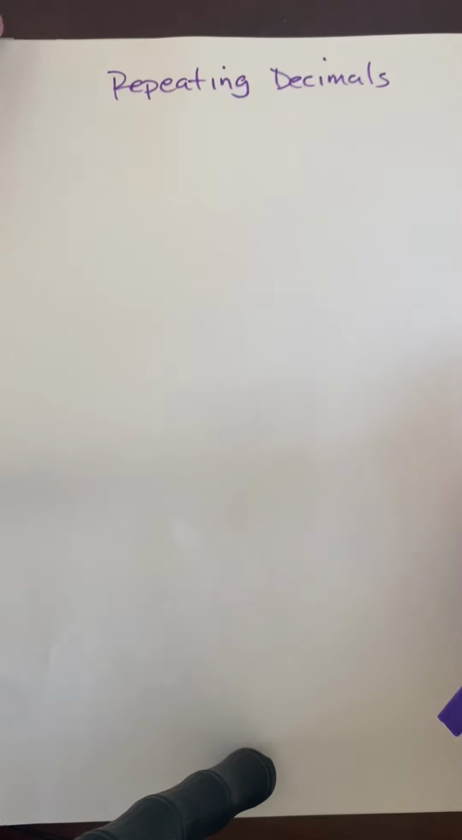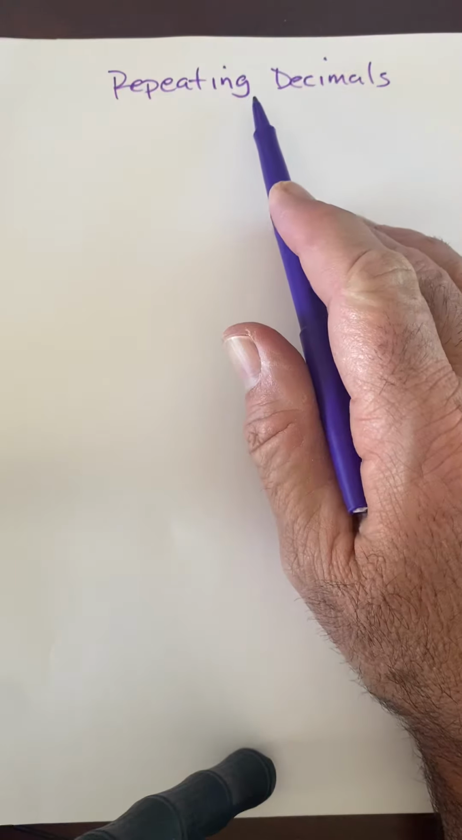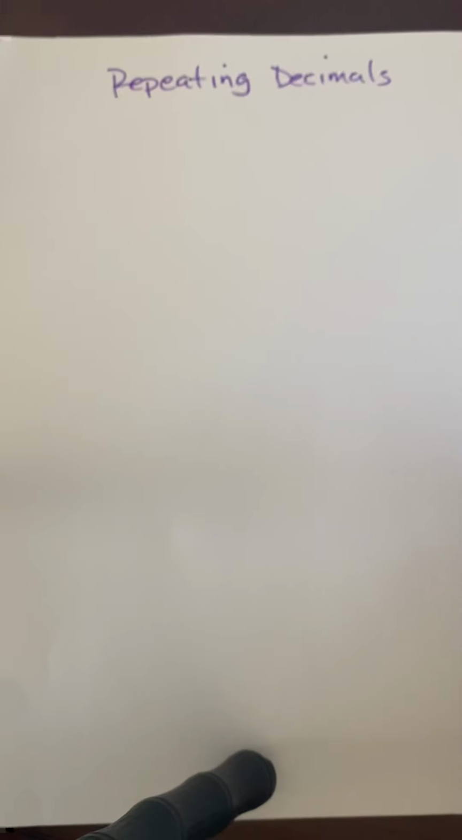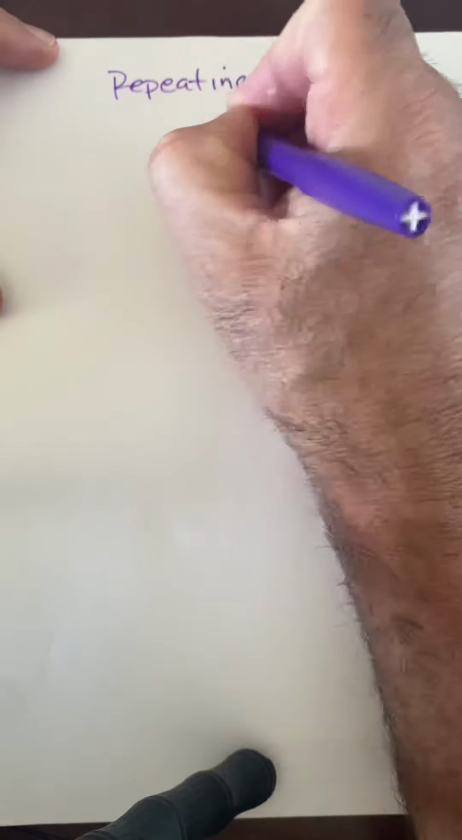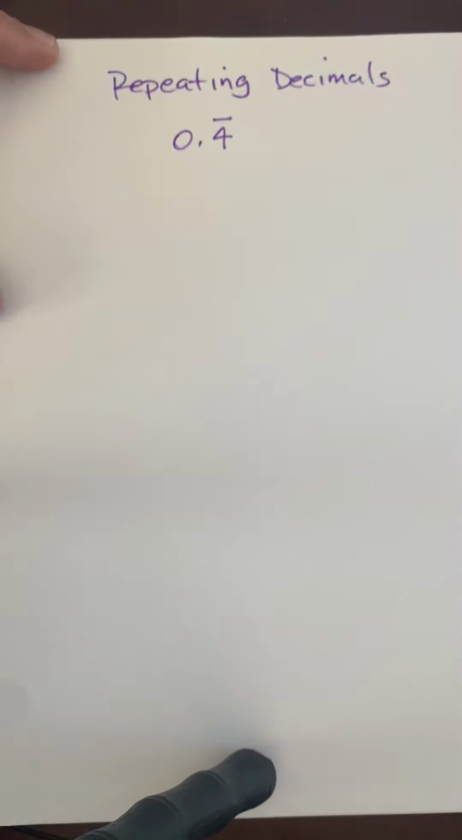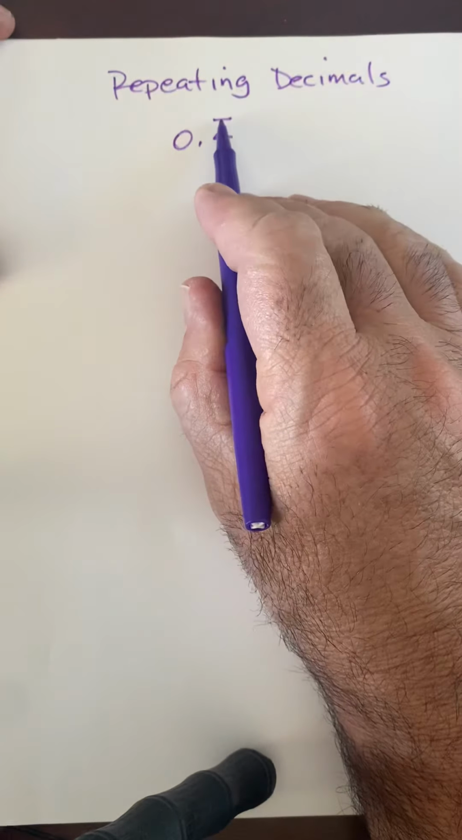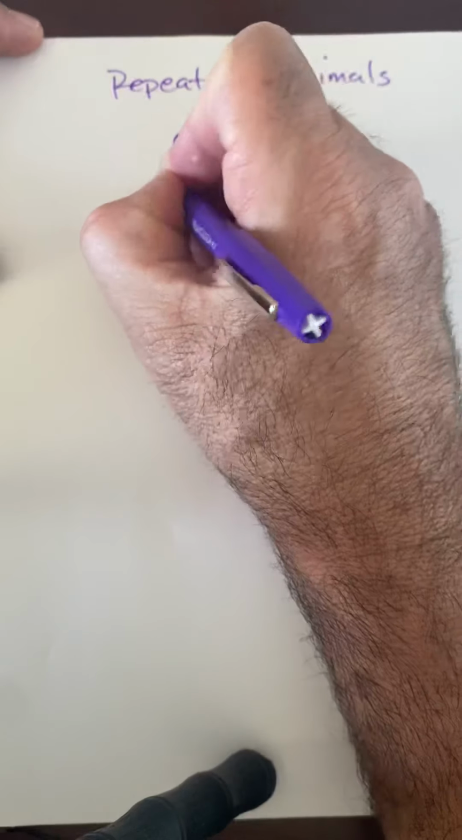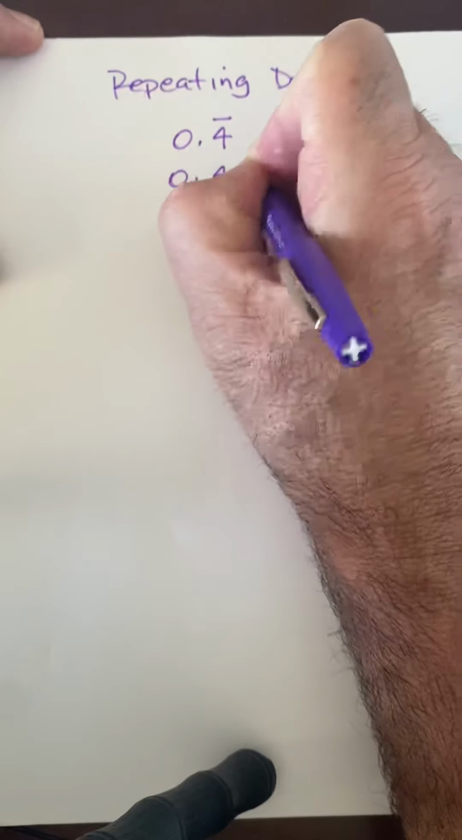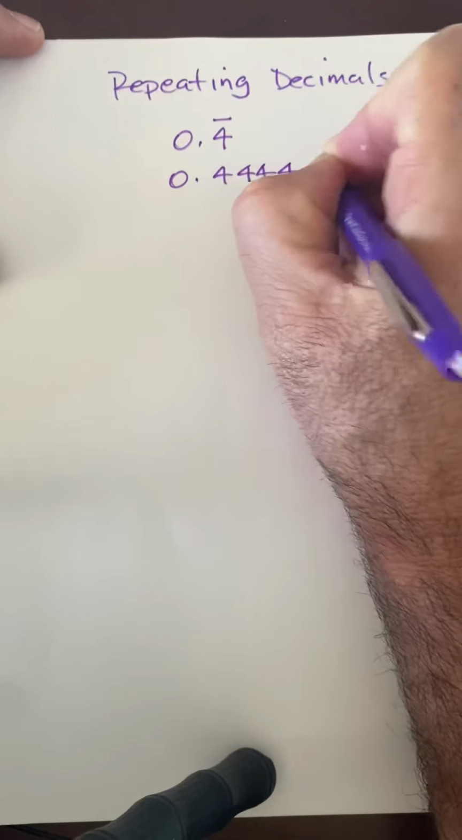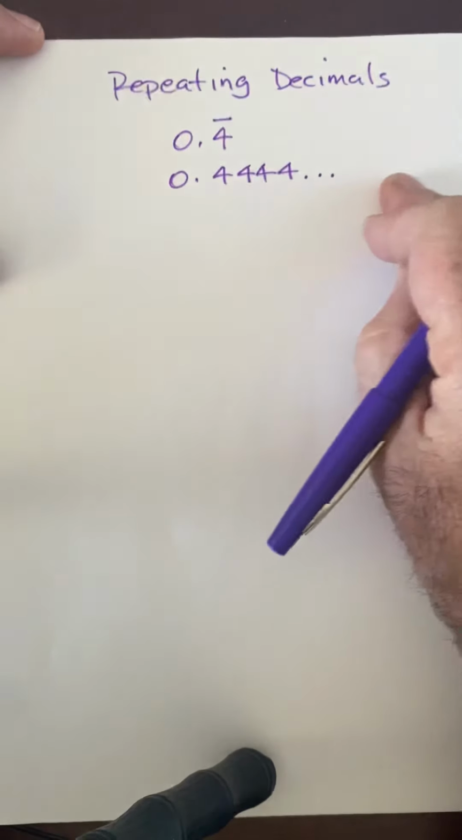Hi everybody. In today's video, I'm going to show you how to turn a repeating decimal into a fraction. So let me start with this example. Here's a very simple repeating decimal. We write that bar over it indicating that it's actually this number, 0.444 dot dot dot, 4 going on forever.